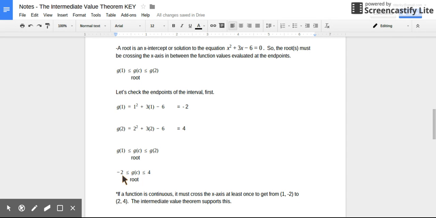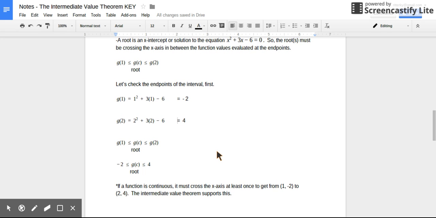Well, of course, if we're going from negative to positive, at some point we have to cross the x-axis. So we just use the intermediate value theorem to prove that it exists. We're not talking about what is that input, although that'll be the next question, but just does it happen? And we can prove it by just using that inequality statement.